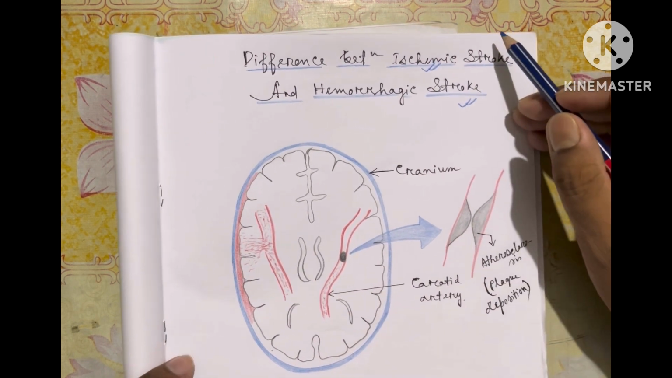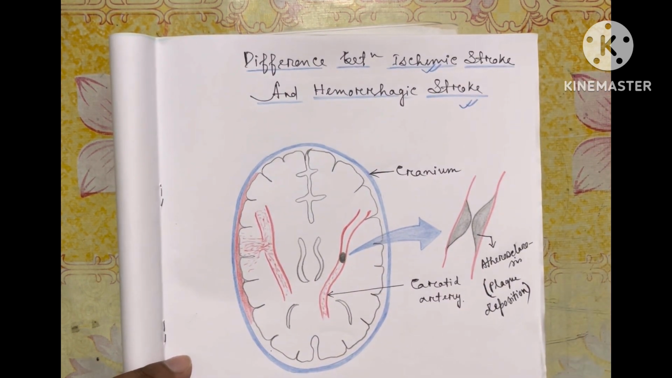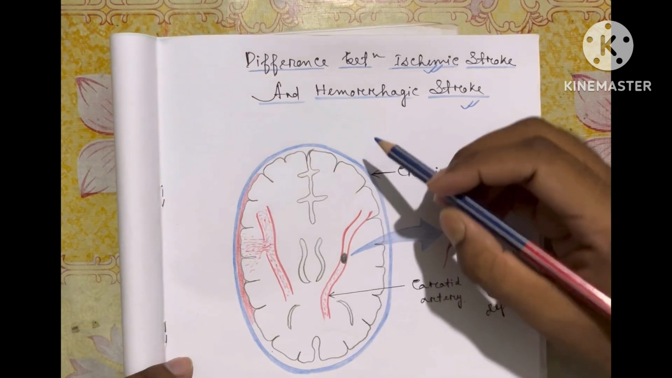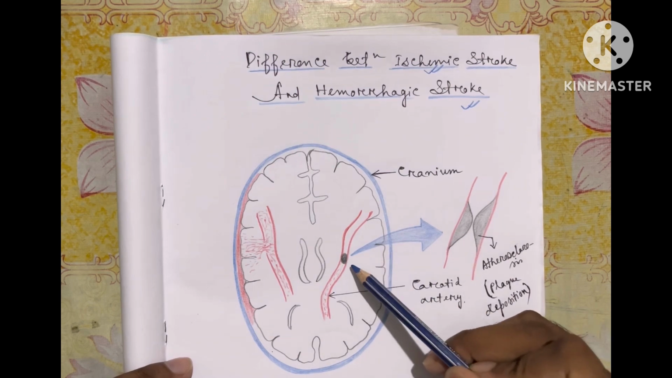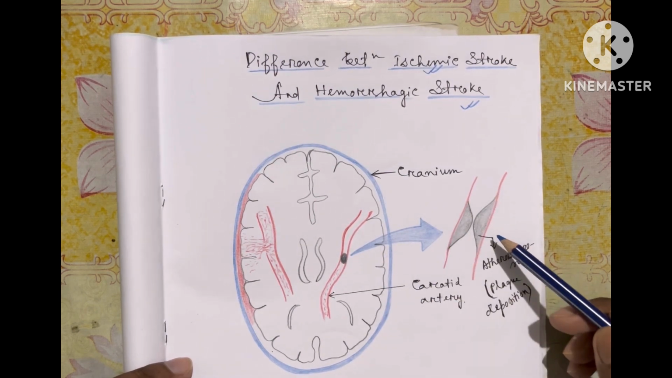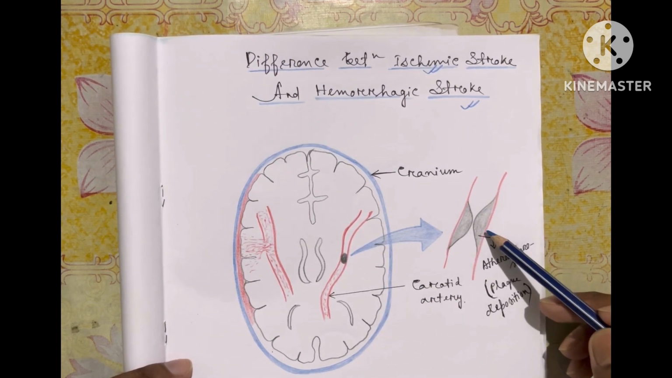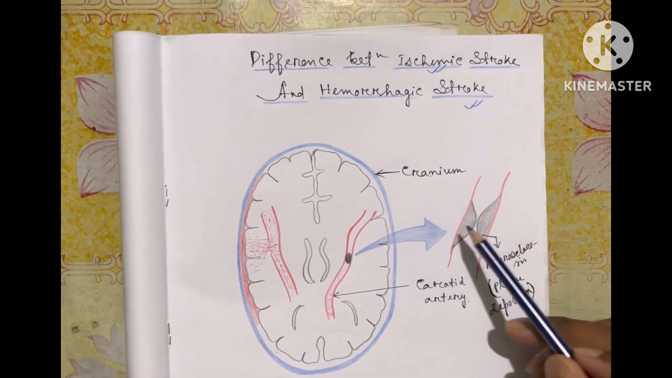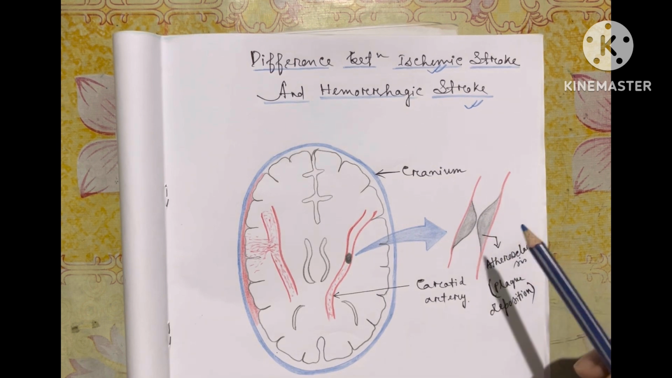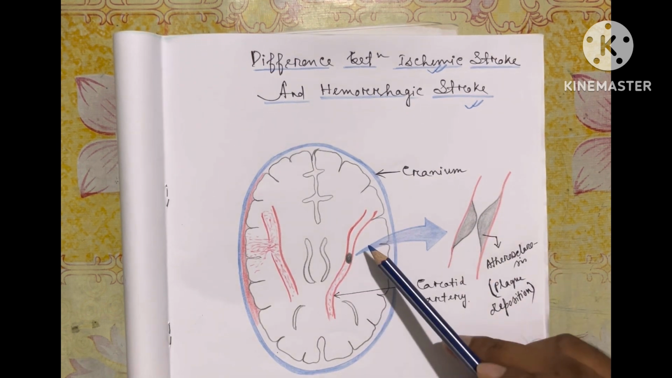So first, let's discuss the ischemic stroke. So in ischemic stroke, what happens? There is a reduced blood supply to our brain cells because of some kind of block, and the block is only because of deposition of some kind of fats inside our carotid arteries.